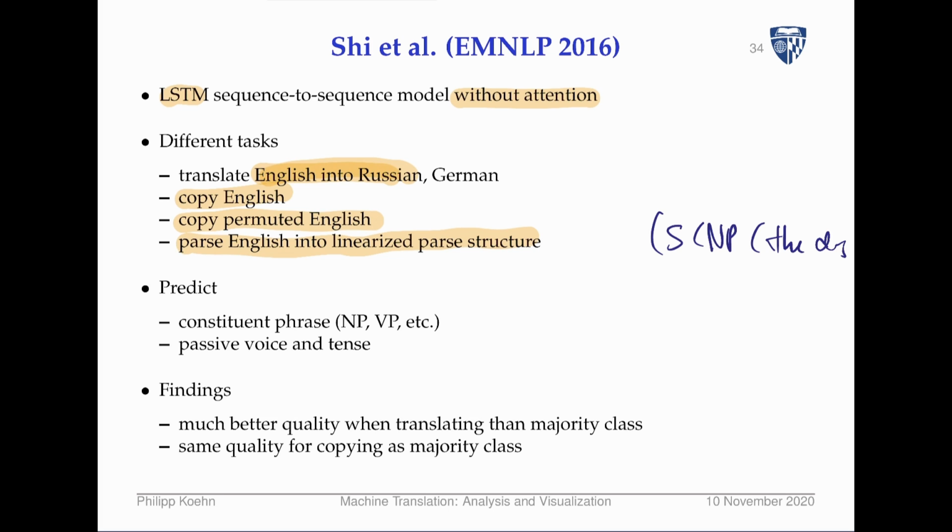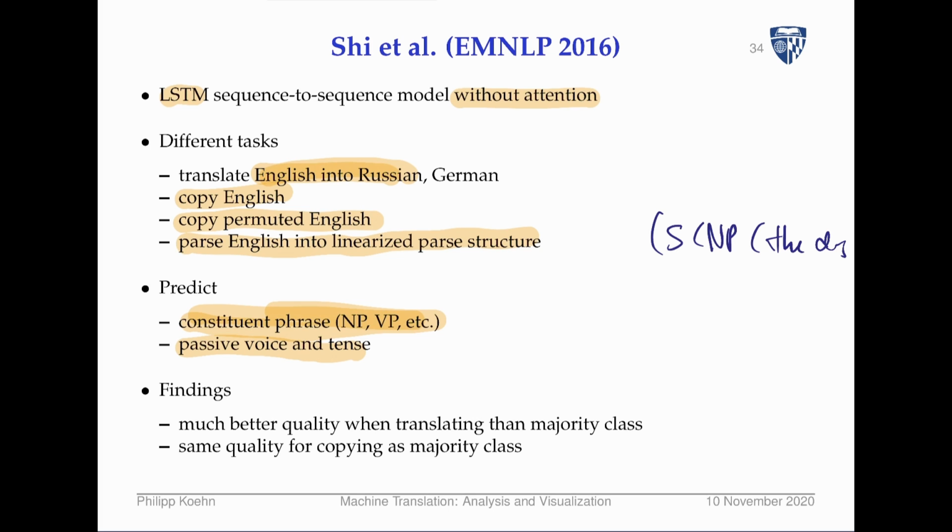So with that, can we predict from the encoder states properties such as: is this word part of a constituent phrase? Is it the beginning of a constituent phrase? Basically, can we predict these labels? Another one was, is it a passive or an active voice sentence? And another one is, is it a past tense or present tense sentence? So these are the things that they try to predict.